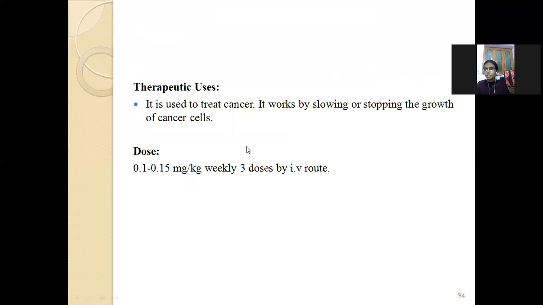And uses: it is used to treat various types of cancer, and it works by slowing or completely stopping the growth of the cancer cells. And the dose should be 0.1 to 0.15 mg per kg, based upon the human body weight, taken 3 doses weekly by intravenous route. So these are the 2 drugs which come under the Vinca alkaloids, that is Vinblastine and Vincristine.